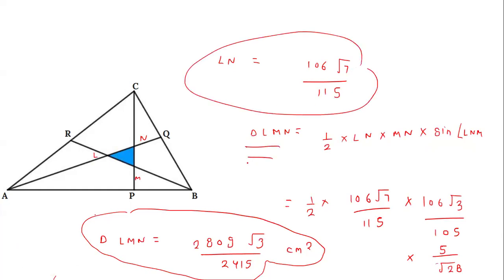Now the area of the triangle we can calculate as half of this side LN that we calculated, and the MN side that we also calculated, and the sine of the angle between them, that we know is 5 by root 28. So from all this calculation you can get the value of the area of the triangle. It will come to 2809 root 3 divided by 2415.